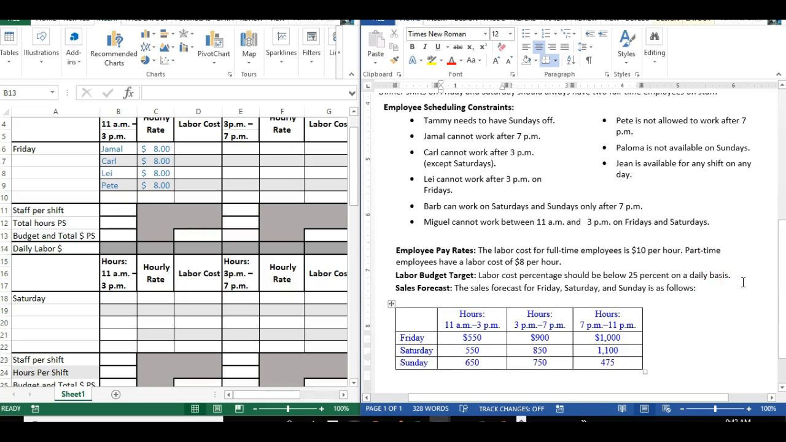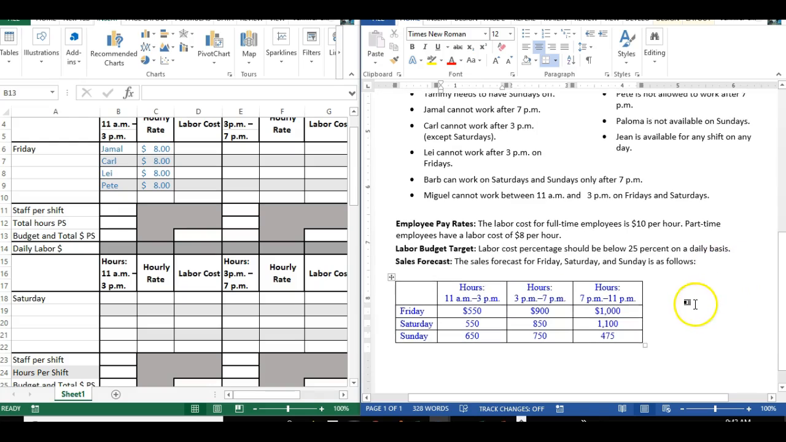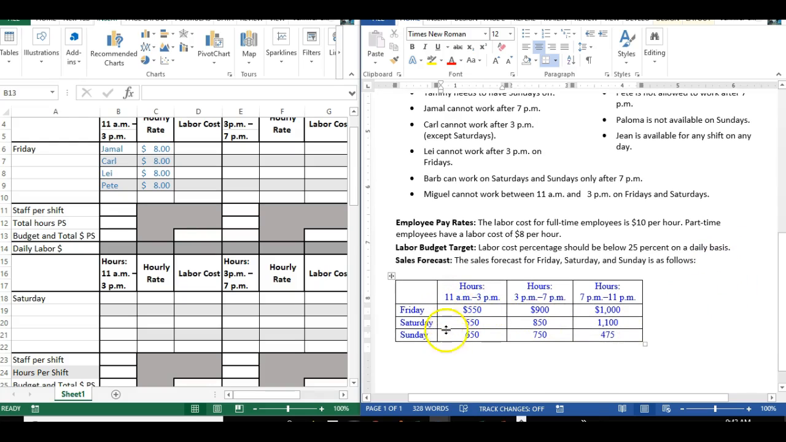Employee pay rates: full-time employees are $10 an hour, the part-time is $8 an hour. The budget target needs to be 25% or less. And then down here we have the sales forecast for those 3 days broken up by 4-hour time blocks.